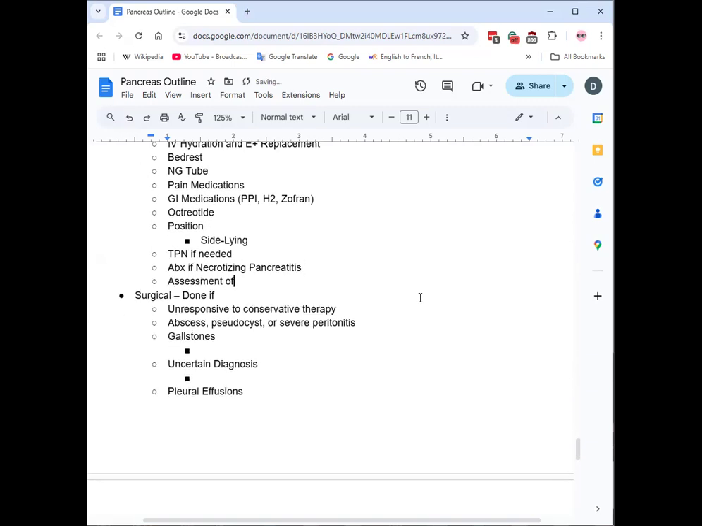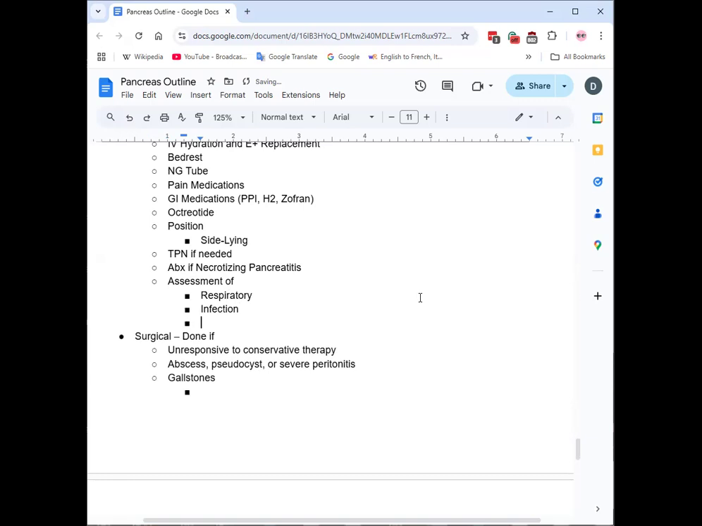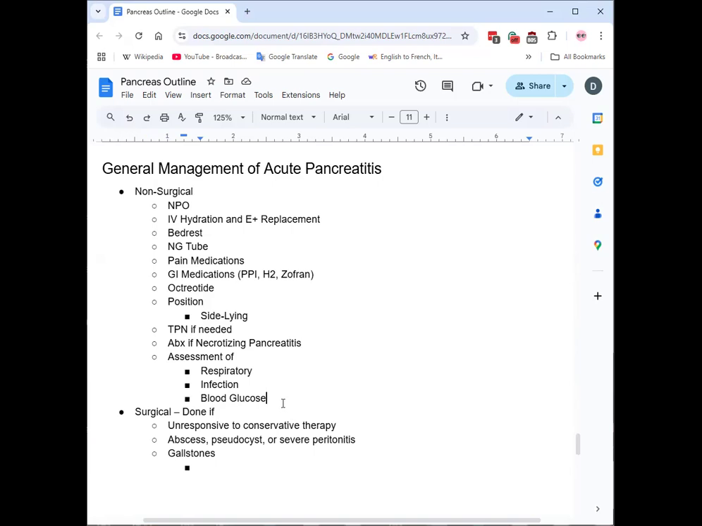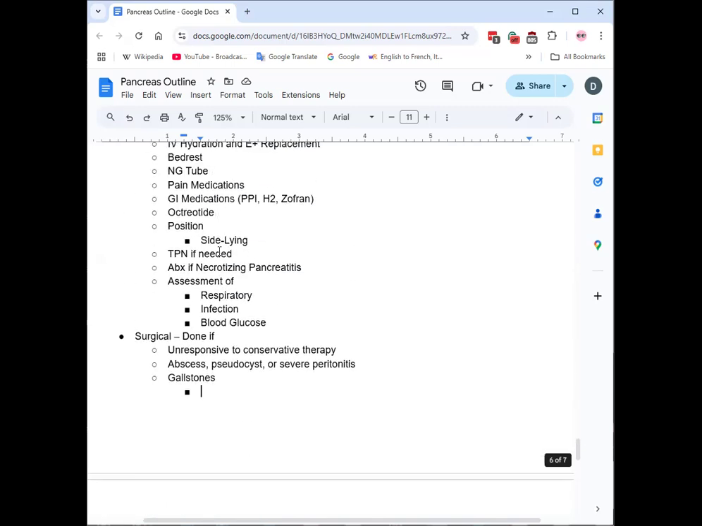Assessment of respiratory infection, blood glucose, all of that stuff is important. Surgical, they could do things if you're unresponsive to conservative therapy. So if we're doing all of this and it's not working, let's see what's going on. Do we have to remove gallstones? Do we have to drain a cyst, an abscess? He specified for the positioning would be side lying.